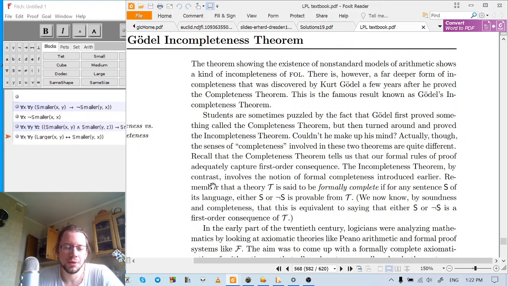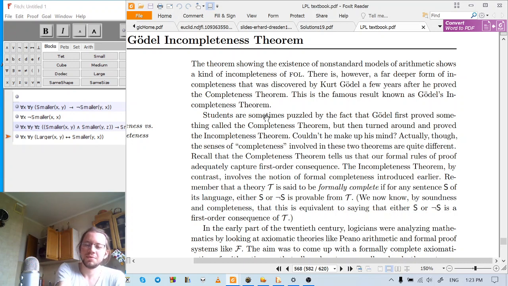A theorem showing the existence of non-standard models of arithmetic shows a kind of incompleteness of the first-order language. There is, however, a far deeper form of incompleteness that was discovered by Gödel a few years after he proved the completeness theorem. This is the famous result known as Gödel's incompleteness theorem.